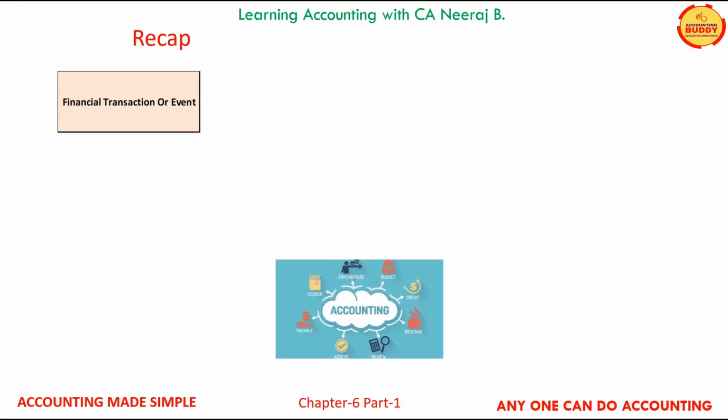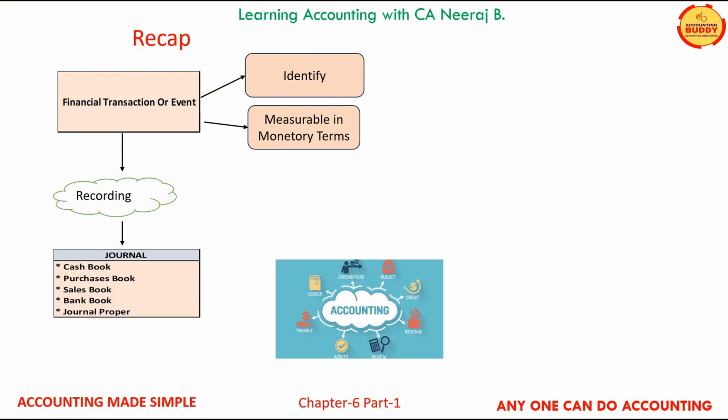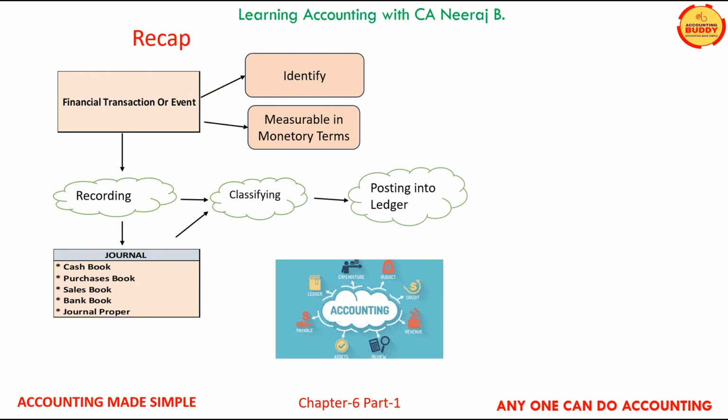Step 1. Identify business transactions and events which are financial in nature. Step 2. The business transactions so identified must be measurable in monetary terms. Step 3 is the recording of the business transactions which are identified and which are measurable in monetary terms in the books of original entry, that is the journal, or in the subsidiary books like cash book, sales book, and purchase book.